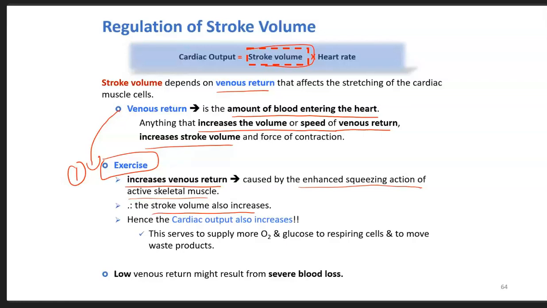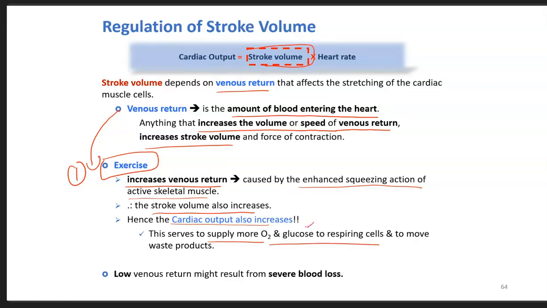So therefore this enhances the cardiac output. It causes the cardiac output also to increase. Obviously lah kan. So bila stroke volume increases, obviously cardiac output also increases. So this is why, because to supply more blood, because more blood will carry more oxygen, more glucose, okay, to the exercising muscle cells, the muscle cells that are respiring actively, okay.